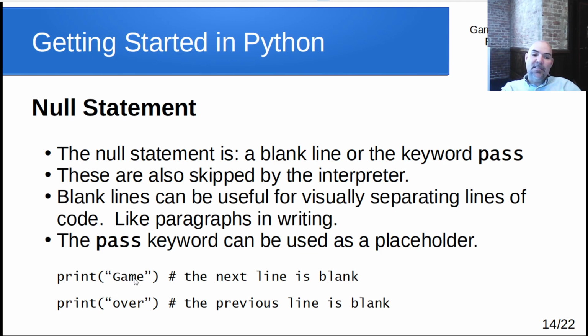Now, when I print this, it's not going to make any difference in how it's printed, because the interpreter is just ignoring that blank line. So in other words, we're not going to get game and then a blank line and then over. It's still going to be game with over right underneath it.